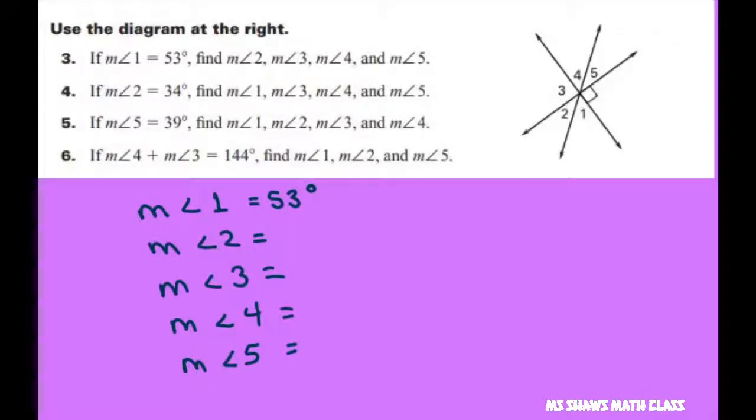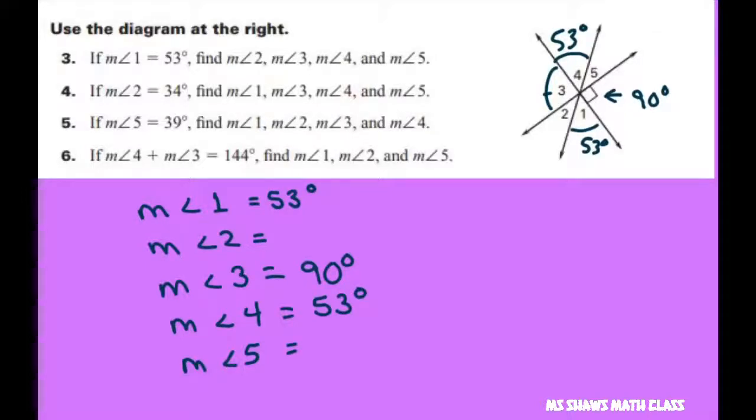Everyone, we're going to use the diagram at the right to find the measure of angle 1, 2, 3, 4, and 5. They already give you this angle, which is 90 degrees. So that means the measure of angle 3 is also 90 degrees through our vertical angles congruence theorem. They also give you the measure of angle 1, which is 53 degrees. So angle 4 is also 53 degrees. So 1 and 4 are congruent.